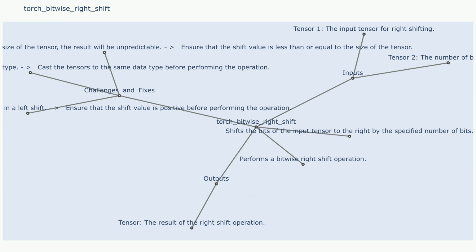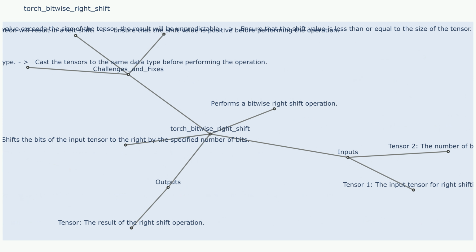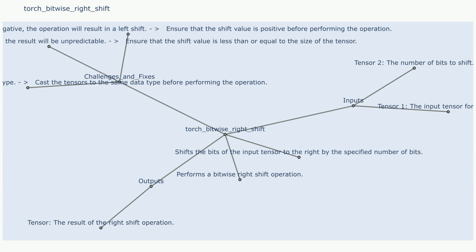Challenges and fixes. Challenge 1: if the second input tensor is negative, the result is undefined. Sample use case that resulted in challenge 1: torch.bitwise_right_shift(torch.tensor(10), torch.tensor(-2)). Fixes to challenge 1: to avoid undefined behavior, ensure the second input tensor is always non-negative.